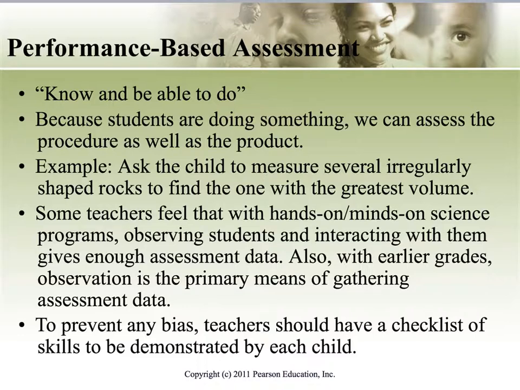When we're observing students like this, we have to make sure that we don't include any bias because sometimes we have our favorite picks or whatever. This is so-and-so's child, et cetera, et cetera. We have to make sure that we are excluding all of those potential biases in our evaluation. And to do that, a teacher should have a checklist of what skills should be demonstrated by each child.